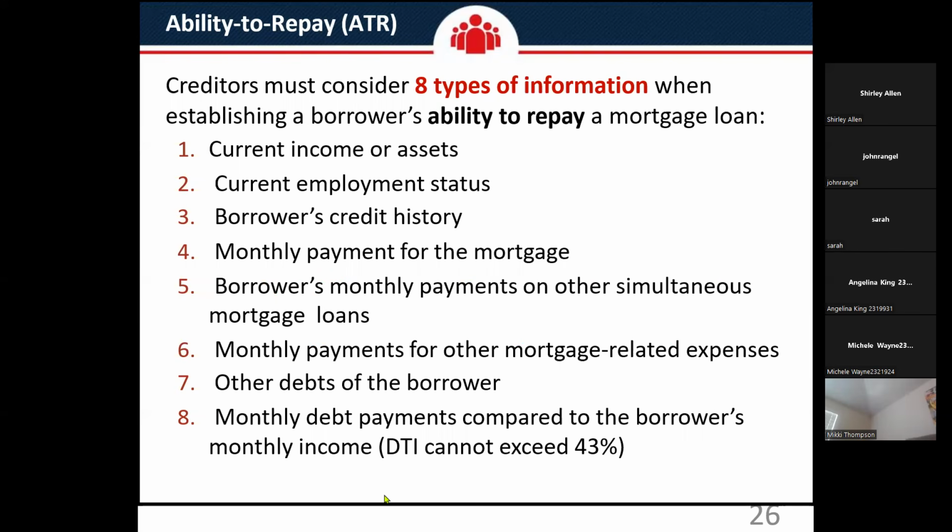Okay, we have to establish, again, their ability to repay by looking at their current income or assets, their current employment status, their credit history, the monthly payment of the mortgage and the monthly payment on any other mortgages they may have simultaneously, a monthly payment for any other mortgage-related expenses, any other debts of the borrower, and monthly debt payment compared to their income cannot exceed 43%. This is what you as MLO have to determine for your client, whether or not they have the ability to repay whatever mortgage it is that you're trying to get them approved for.